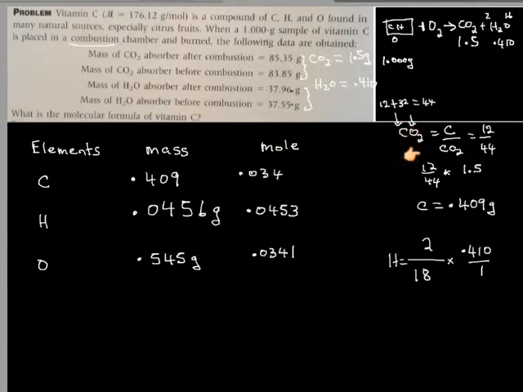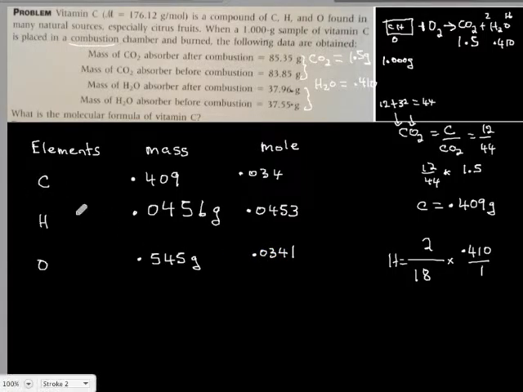You did not determine this oxygen in the same way. You simply added these two numbers and subtracted from the total mass of the sample. And that's where you got 0.545 divided by 16 gave you 0.0341.